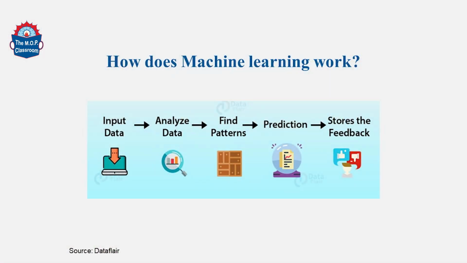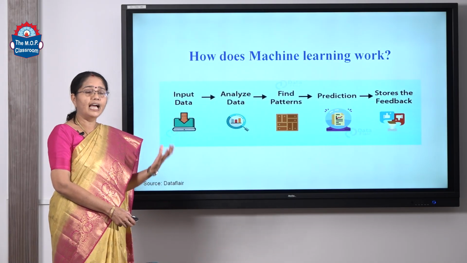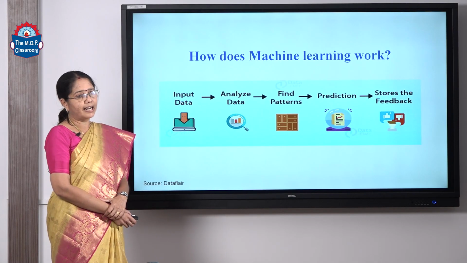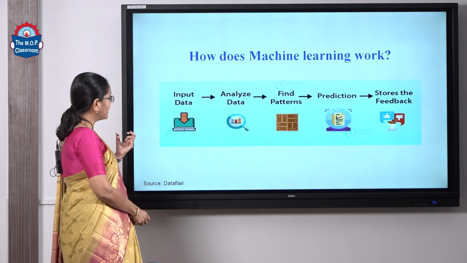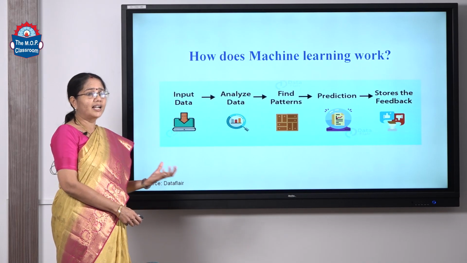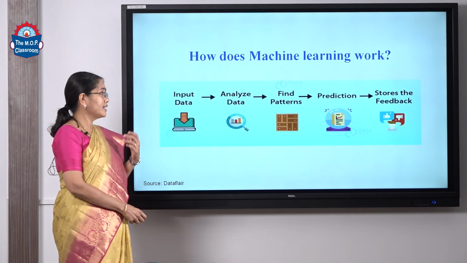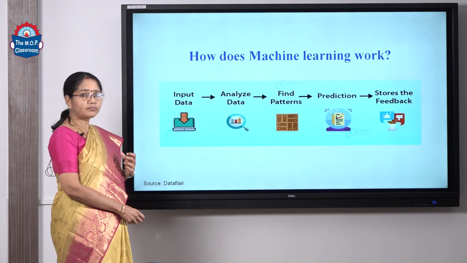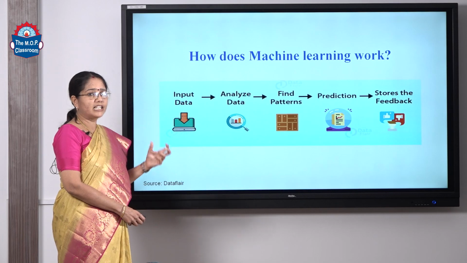So let us see how machine learning works. This image tells you how machine learning works and how the feedback from this helps to retrain the model or improve the performance of the machine learning algorithms. The input data is given and this data is analyzed. During analysis, pre-processing of the data is done, where data cleansing is done, dimensionality reduction is done, and feature extraction is done. Once data analysis is done, the next step is finding patterns from the data.